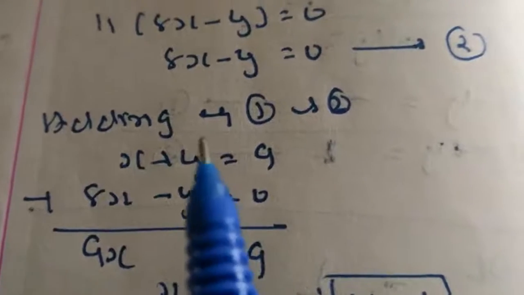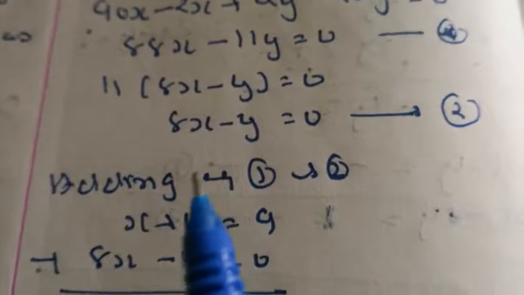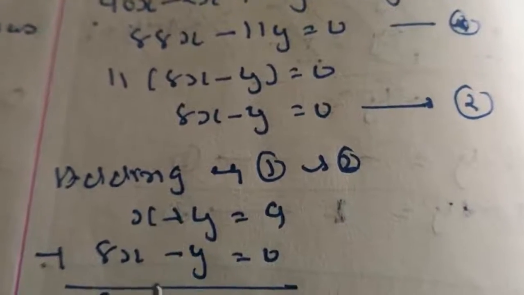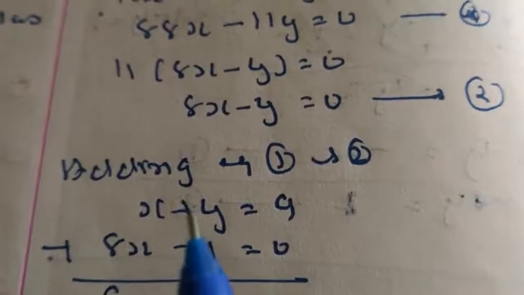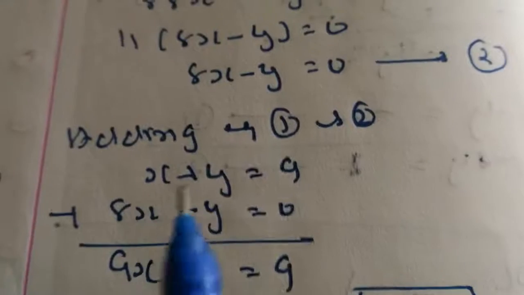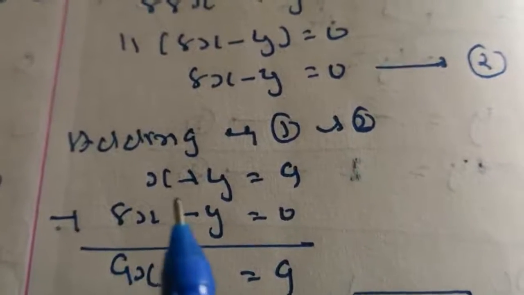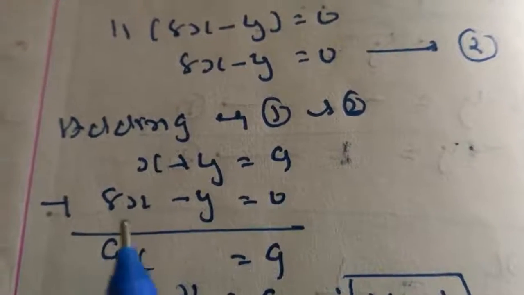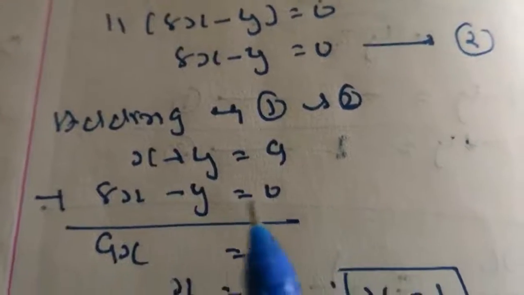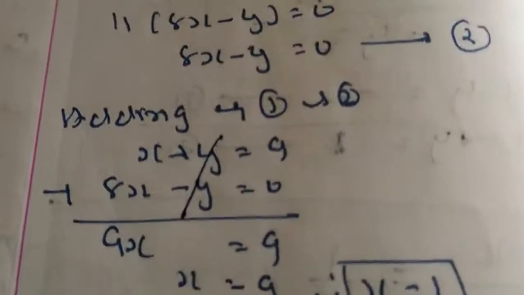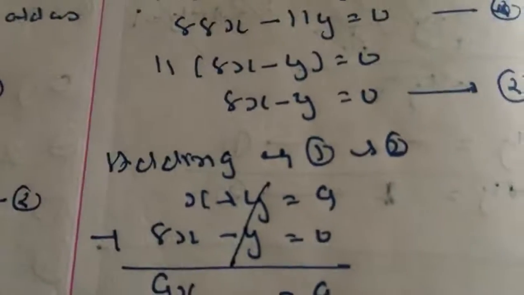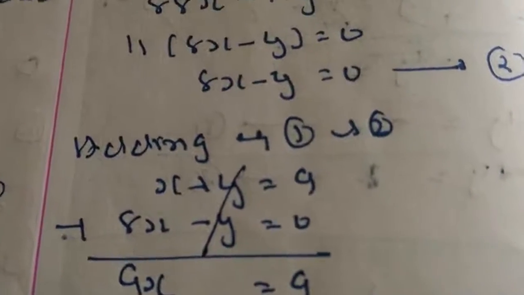Now dear friends, Y in both the equations, in equation 1 Y was positive and in equation 2 Y is negative. So adding both the equations, if I am adding equation 1 and 2, that is X plus Y is equal to 9 and 8X minus Y is equal to 0, plus minus get cancelled, and 8X plus X is equal to 9X is equal to 9.